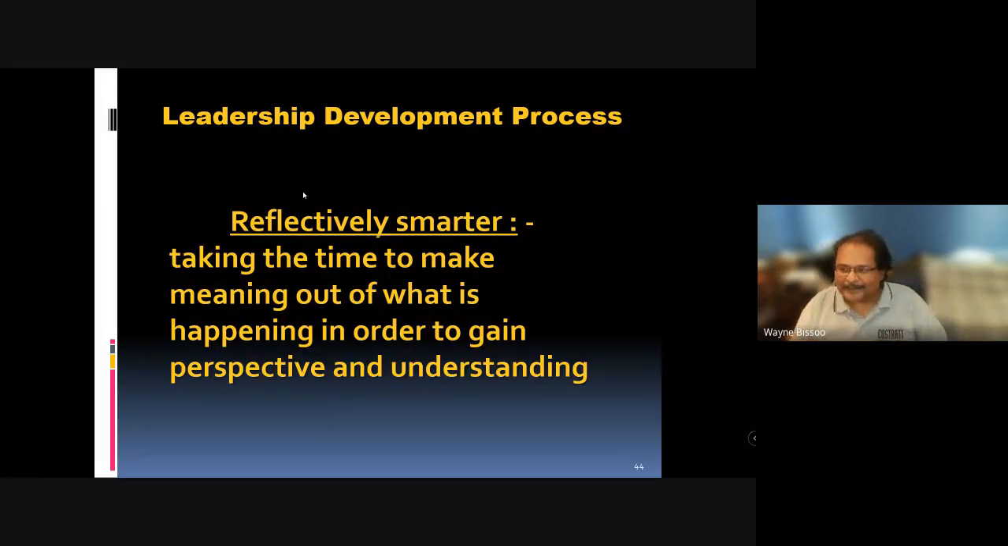Reflectively smarter means that we need to be reflecting on what's happening, what has happened in the past, in order to look at what we should be doing in the future. Far too often, we don't reflect and think about what we're doing and let those past behaviors impact upon the improvement of our behavior or decisions in the future. So that's one of the other elements of working smarter.